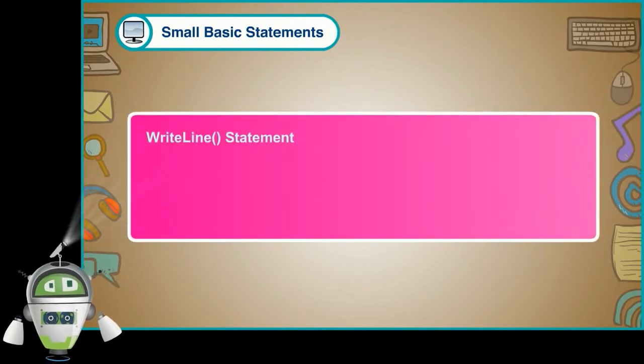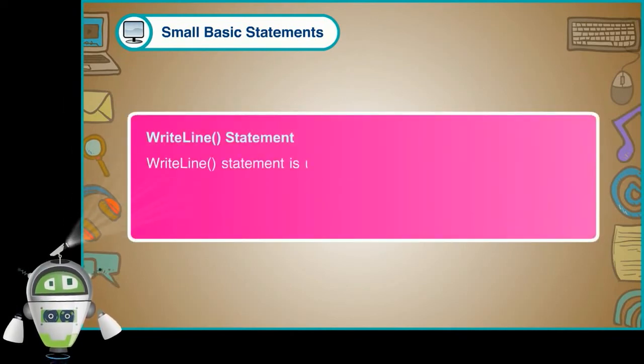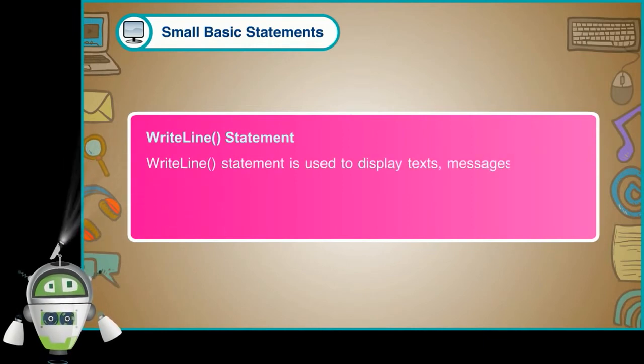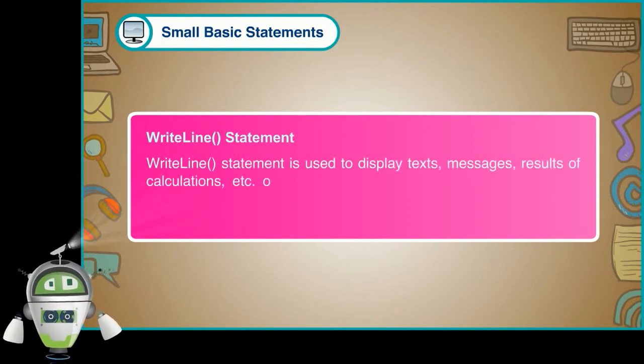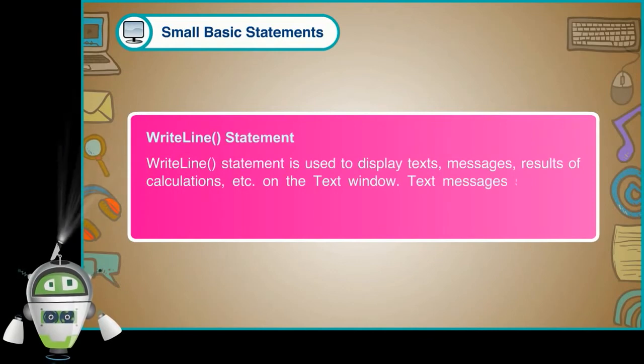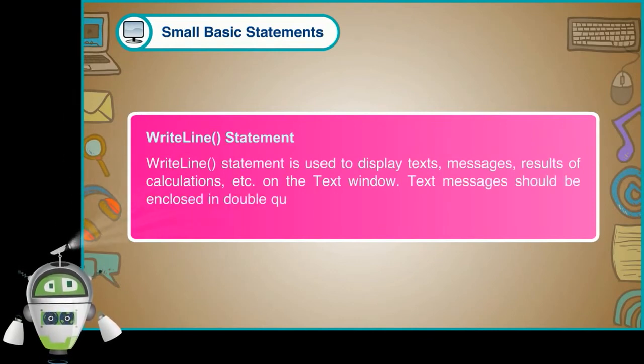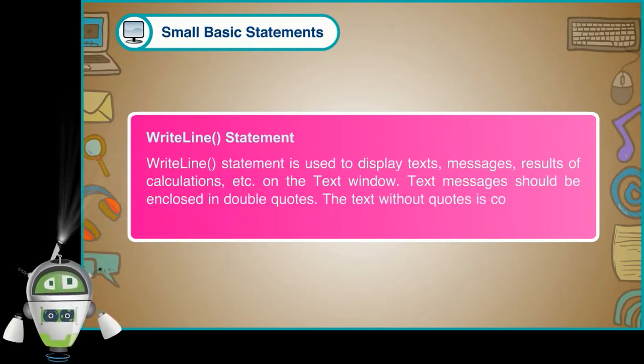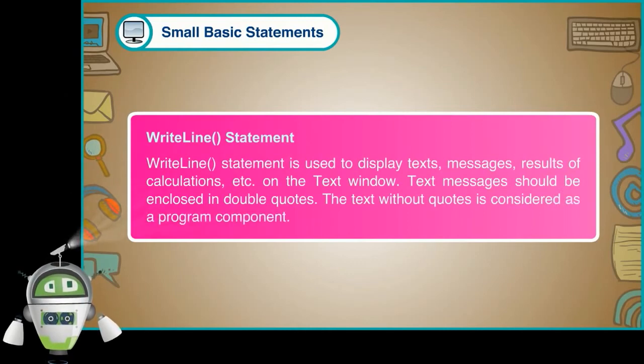WriteLine statement. WriteLine statement is used to display texts, messages, results of calculations on the text window. Text messages should be enclosed in double quotes. The text without quotes is considered as a program component.